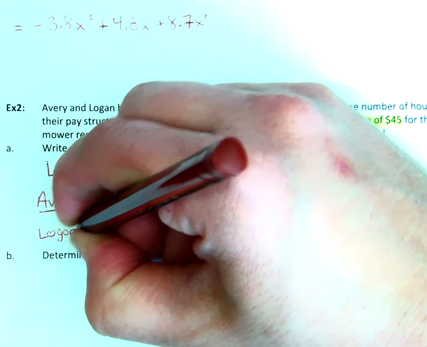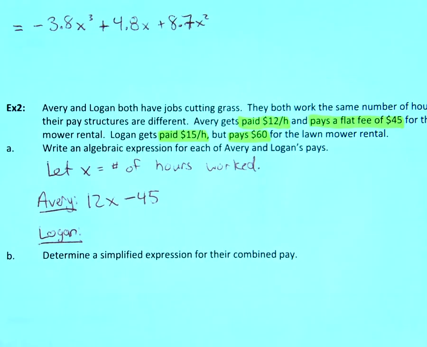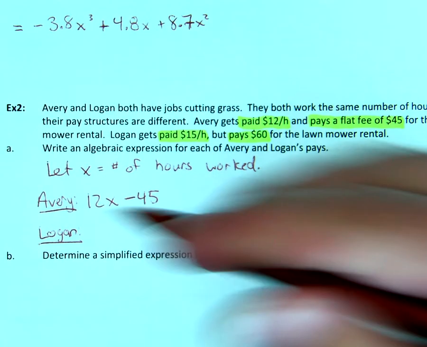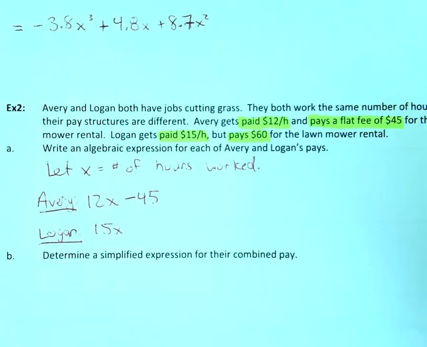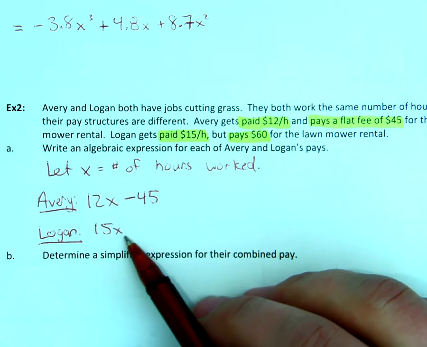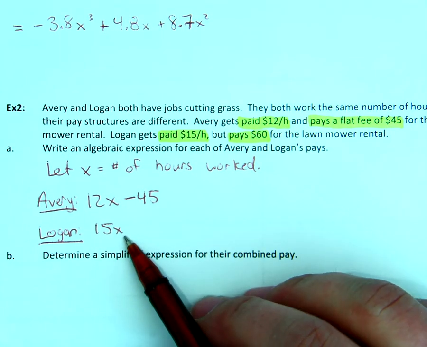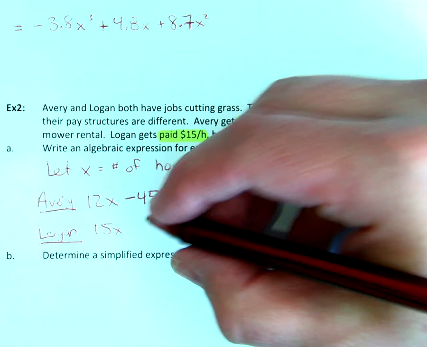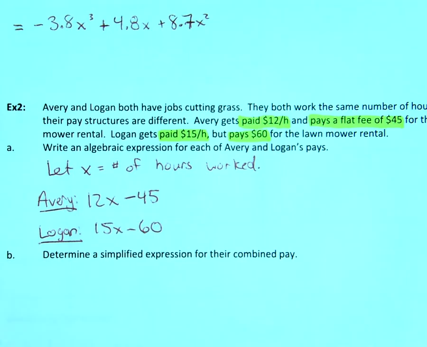For Logan, you can probably guess this one now. He's getting paid $15, so it's going to be 15x. So $15 times the number of hours he works, which is x. And he pays $60 for the rental, so minus 60. So those are our two expressions for Avery and Logan.